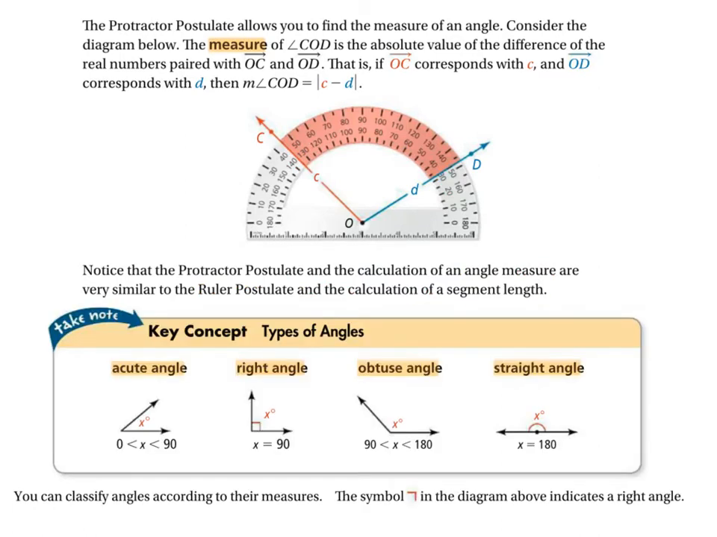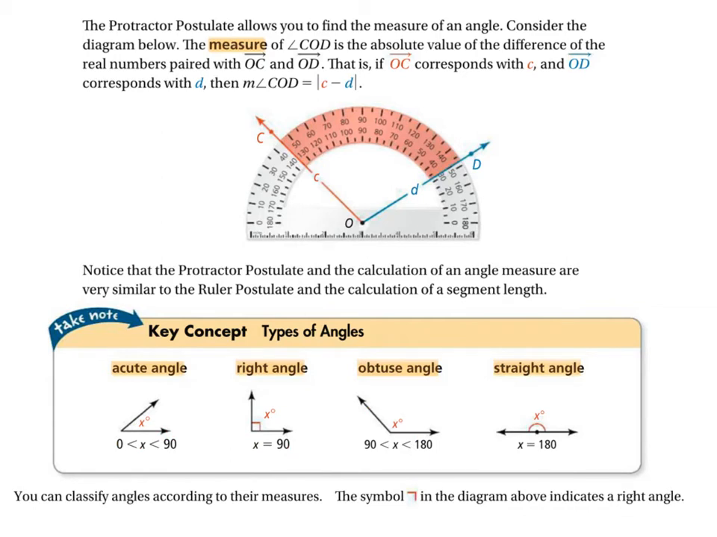There are four types of angles that we're going to be dealing with. An acute angle is between 0 and 90. Greater than 0, we need to have an angle that's greater than 0, and it has to be less than 90. What if it's exactly 90? We call it a right angle. What if it's greater than 90 but less than 180? We will call it an obtuse angle. And what if it's 180? We call it a straight angle.